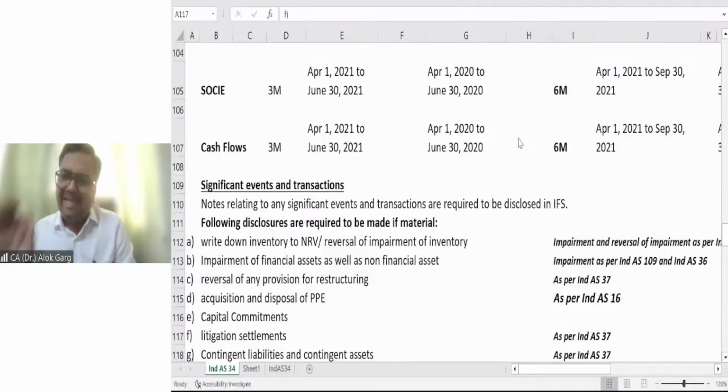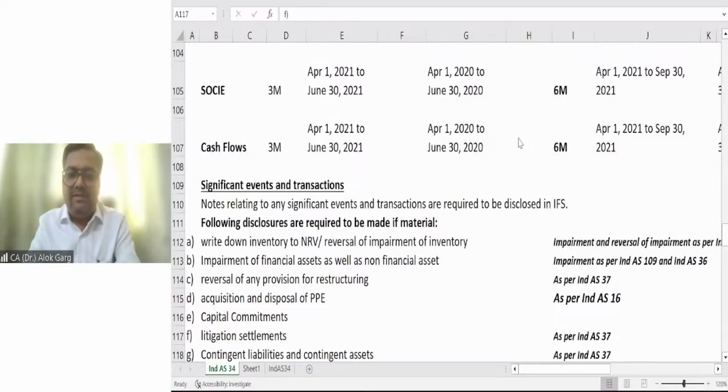Why am I not only saying half year, why am I saying year to date? So that when you prepare December, for December, year to date is not half year. For December, year to date is 9 months, right? So 4 column for the quarter ended and for the year to date. In September, year to date is half year. In December, year to date is 9 months, right?